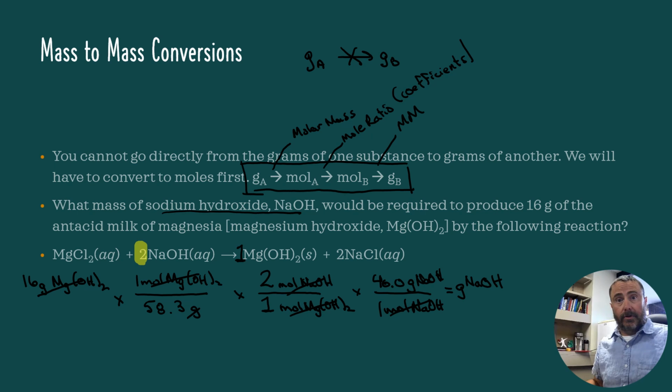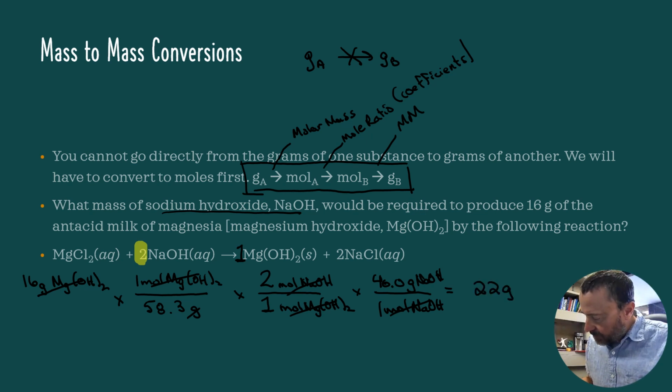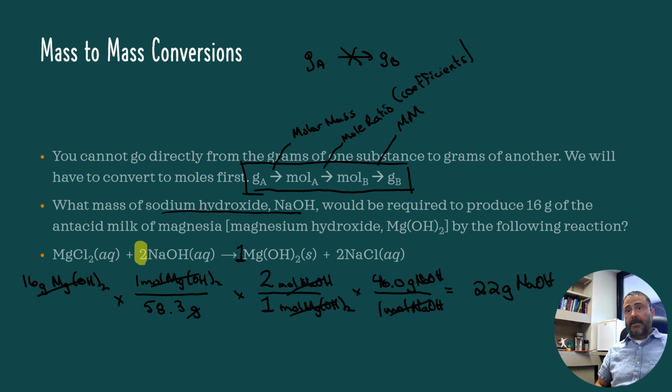Okay, so multiply all the things on top, divided by all of the species on the bottom, and we're going to end up with, we needed 22 grams of sodium hydroxide to produce 16 grams of magnesium hydroxide. All right, so we just added a new step in there along the way.